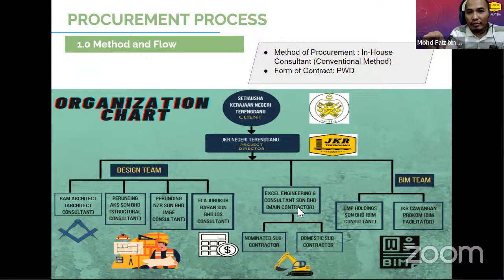Is it from JKR or from the client? That you should ask Mr. Nazmi, okay. And then when they appointed the BIM consultant, does the procurement fall under JKR negeri, or does the contract just have a BO to the contractor? So you should show it, because for this project the BIM consultant was appointed by JKR Terengganu, and they should have their own TOR.